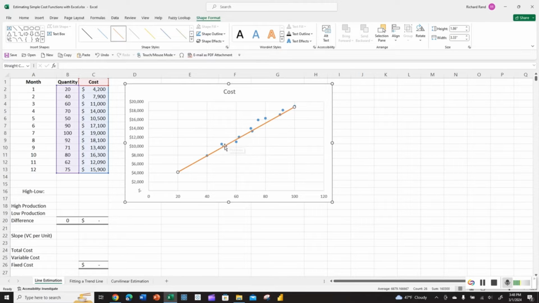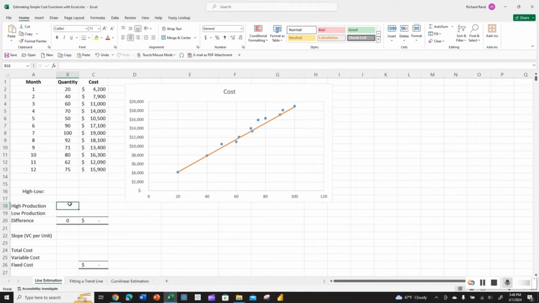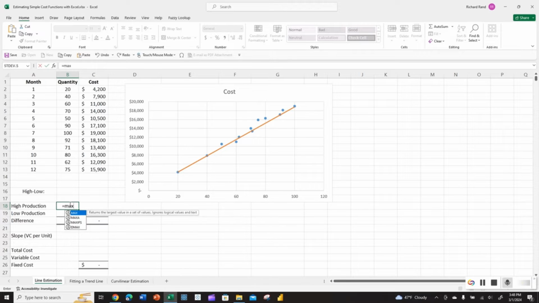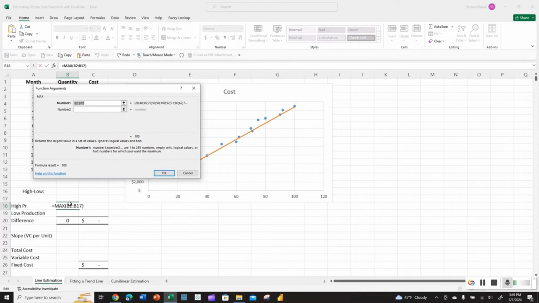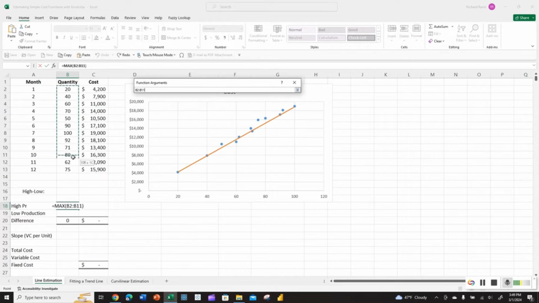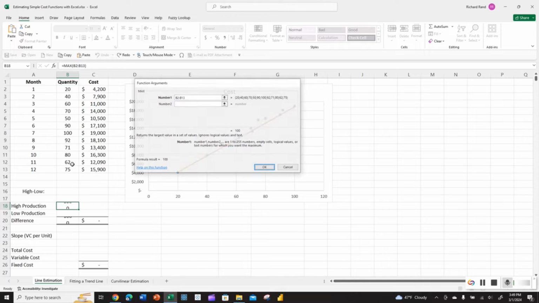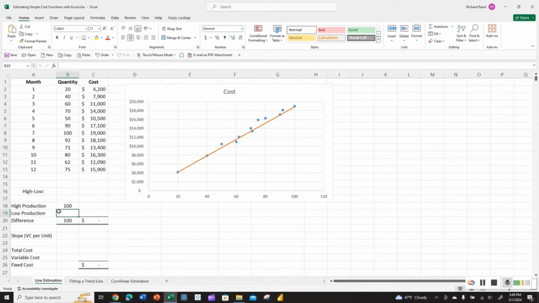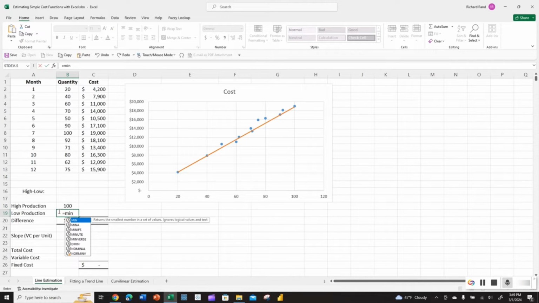I don't know what the slope of that line is. I don't know what the y-intercept of that line is, which means I also don't know the variable cost per unit or the fixed cost associated with this cost function. But I can figure that out. Using the high-low method, we'll simply start here. We'll figure out the maximum amount that is in the range up here. So we'll just highlight that range, hit equals MAX, and it'll tell me that. Now I'm going to go down and pick the minimum amount.